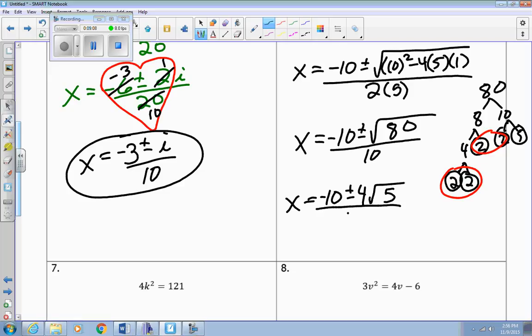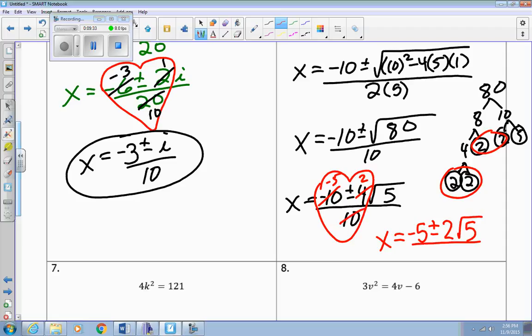Just like the last problem, we have those three numbers. If they have something in common, we can simplify it. So we have x equals, divide all by 2, negative 5 plus or minus 4 divided by 2 is 2, 2 square root of 5, and the denominator divided by 2, you get 5. And there's your final answer. Moving on.